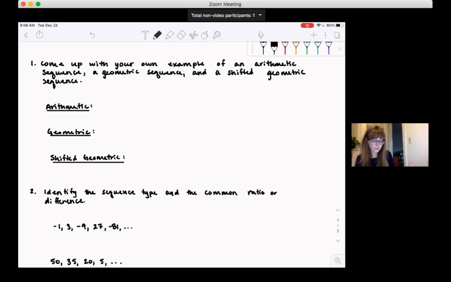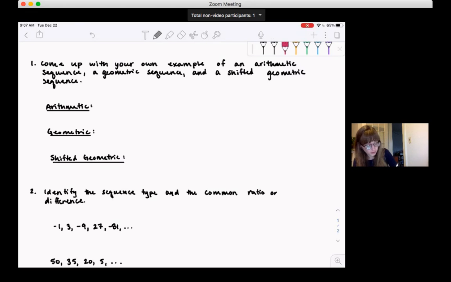Okay, so let's say we want to come up with our own example of an arithmetic, geometric, and shifted geometric sequence. What we want to do here is pick our start value, and then pick either the common difference or the ratio or the number we add and multiply by, and then use that to generate the sequence.